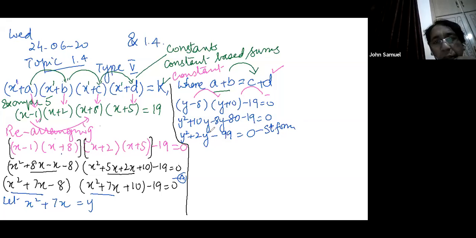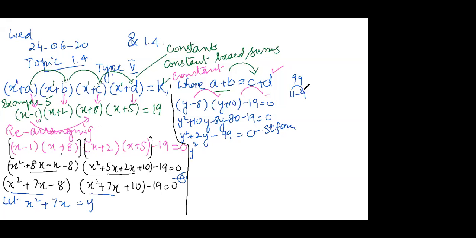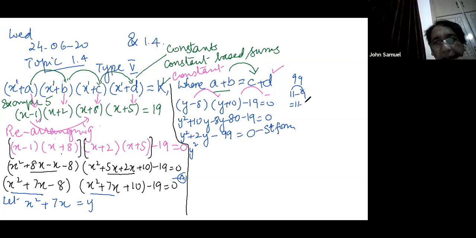But before that, what to do? You need to make it middle term break, in such a way like y square plus 2y minus 99. We need to make the factors of 99. So it could be 11 and 9: 11 nines are 99, and 11 minus 9 is equal to 2. Hope you are getting it.